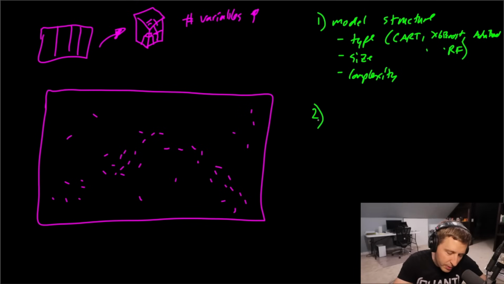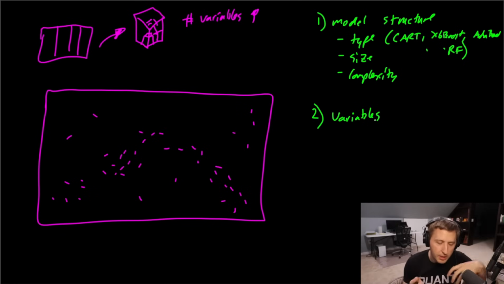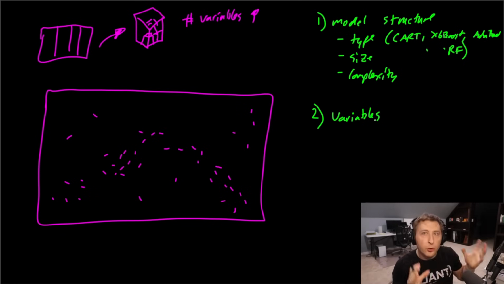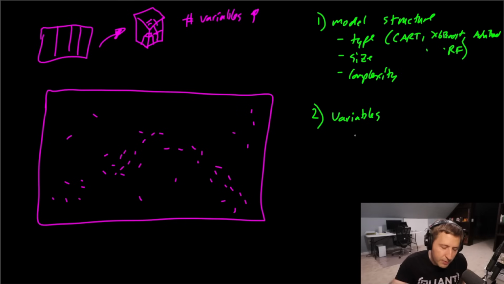The second piece is going to be variables. Now, the number of variables in the model also is a piece of complexity, but it's not model structure, really. It's not how the tree is built, or if it's boosting, you're setting up multiple trees, or you're doing random forest where you're averaging across multiple models, essentially, which is another structure. The number of variables themselves increases the complexity of the design of the tree here. So these are things to consider.